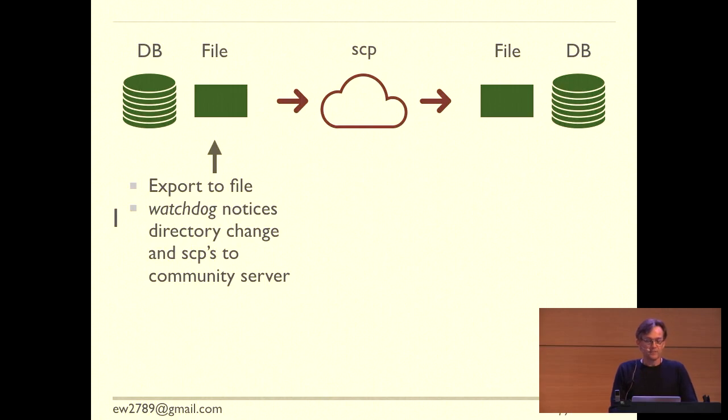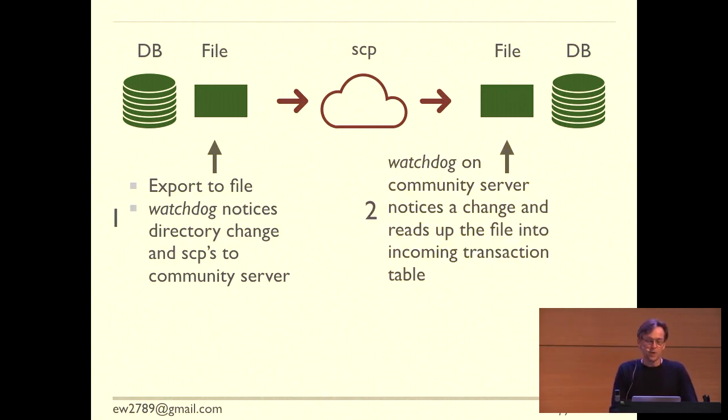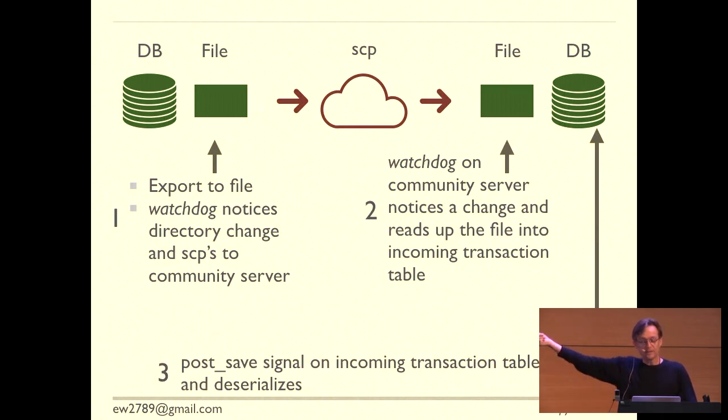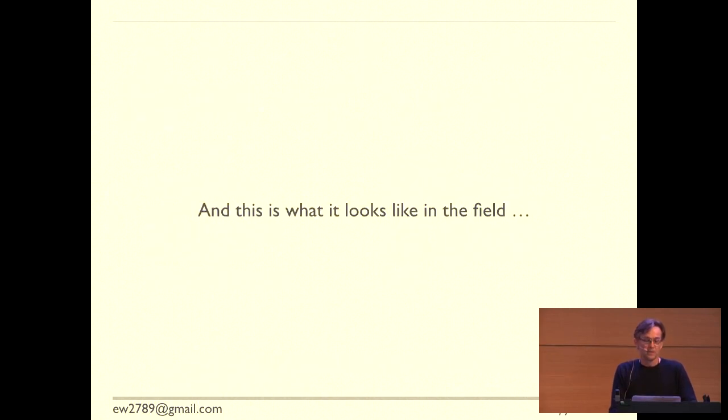So that takes care of the database, getting the file across, and then pulling the file up there. The watchdog is on a community server, or it'll be on the final node, however many you want to have, but we only ever had client, community server, and then headquarters server. And then on the incoming database, there would be a post-save signal that would deserialize all your models, as I described earlier. So that's kind of it. I told you it wasn't a real shocking solution.